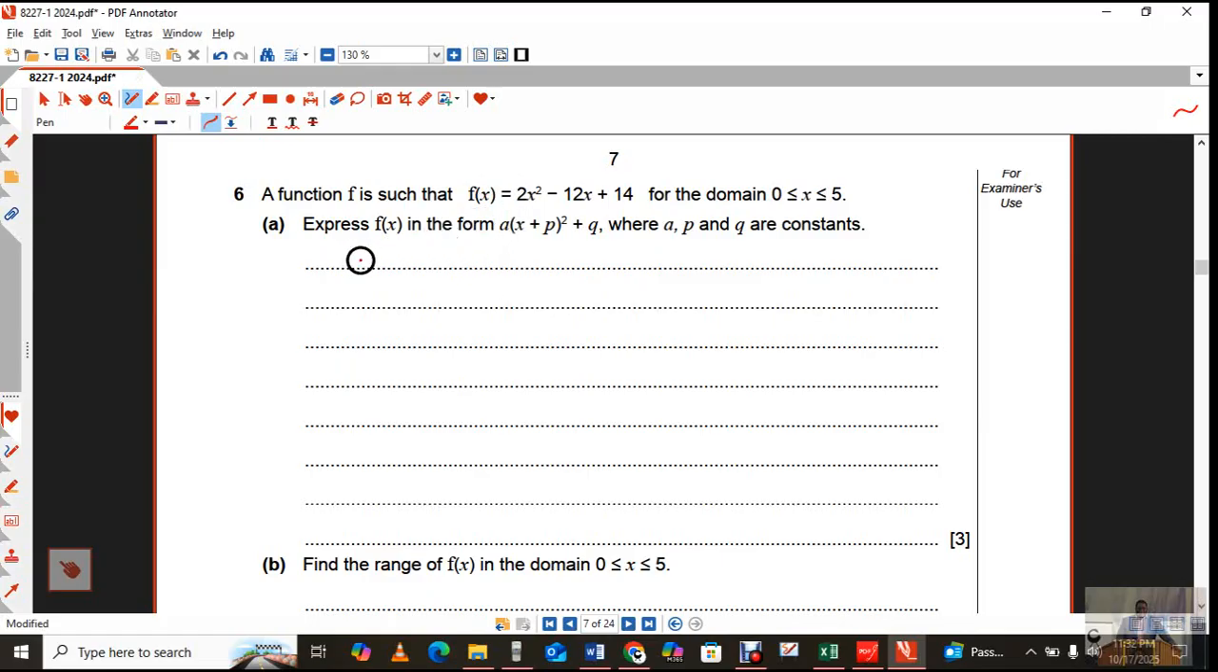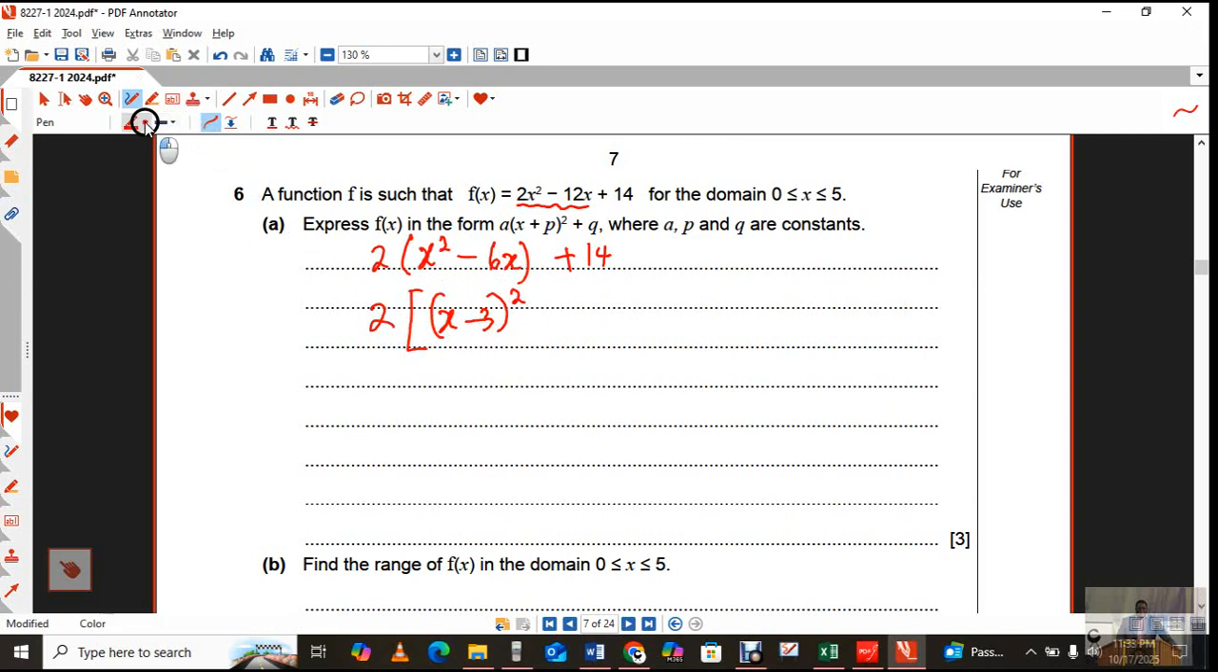So let's see. First off, I'm going to start by taking out the 2 between these two terms over here. So I'm going to have 2, then I have x squared minus 6x, and then plus 14. And then using completing the square, you take half of this term and you square it. So I'm going to have 2, and then x minus 3 all squared. That's what's going to happen here.